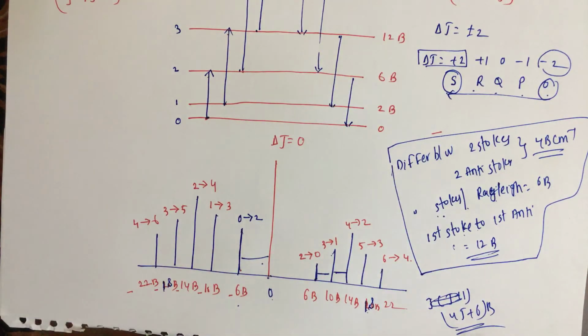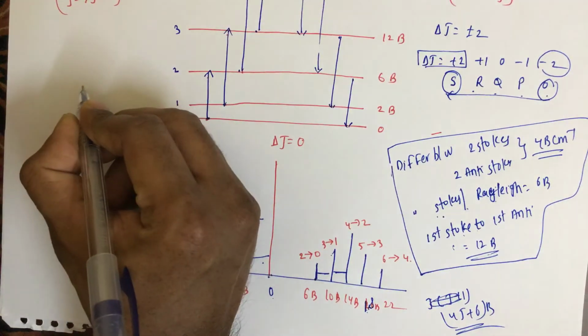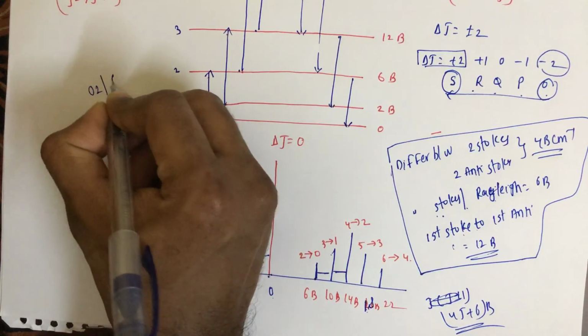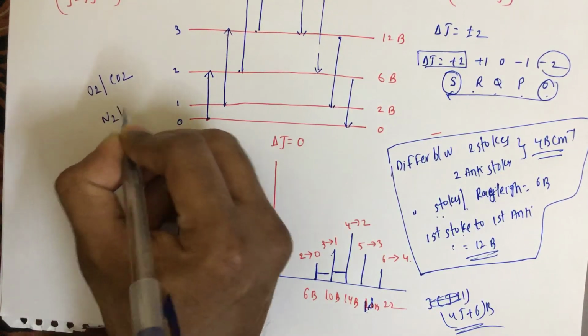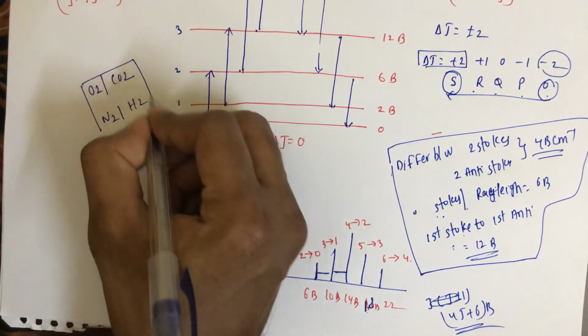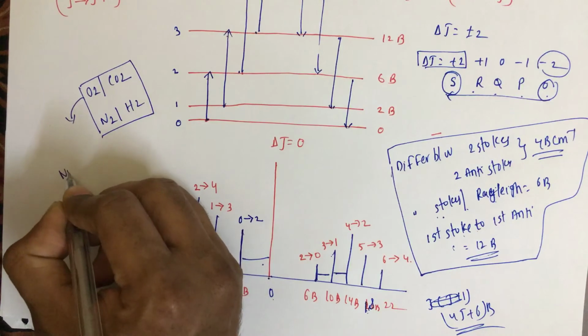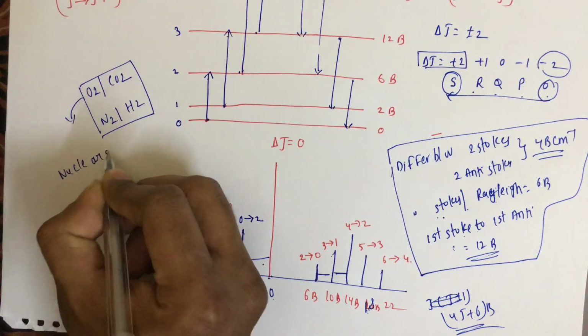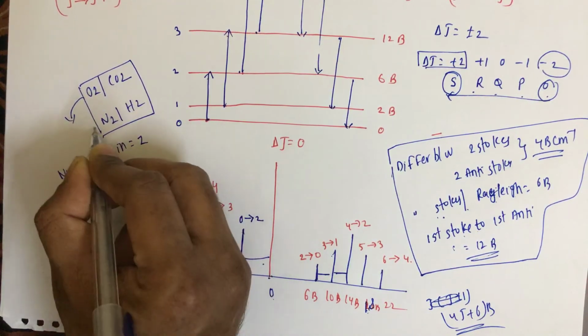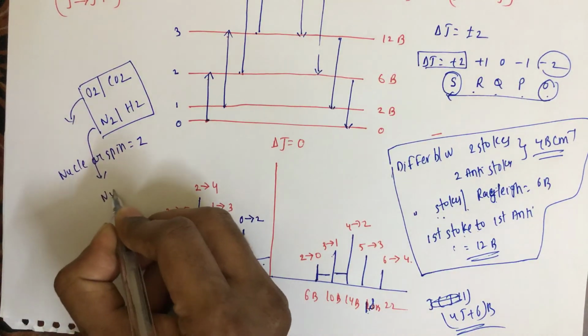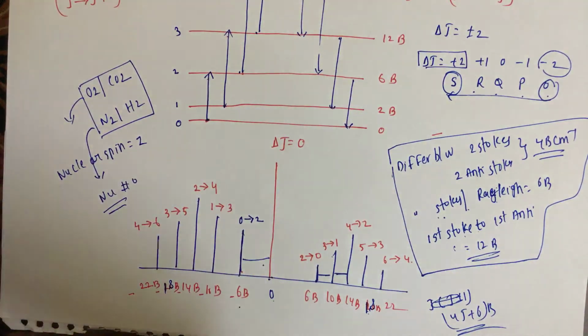And now we are going to talk about the nuclear spin. This is also very important. So now we are going to talk about oxygen, CO2, nitrogen and H2. These two are nuclear spin inactive, that means the nuclear spin is 0, and here the nuclear spin is not equal to 0. For them, how the rotational Raman spectra will look.